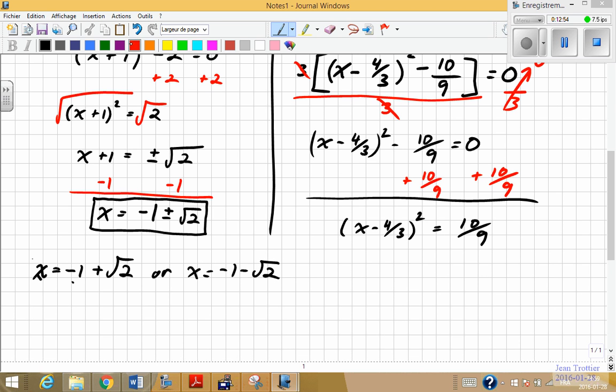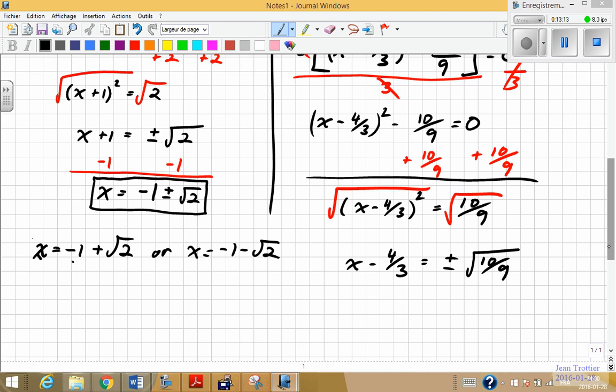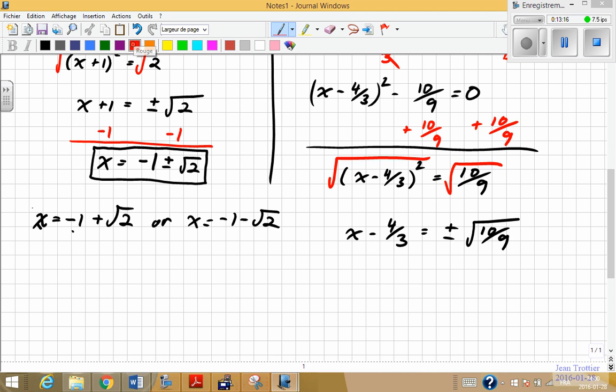So next step is to get rid of the power of 2. The opposite of that is the square root of each side. So we will be left on the left with just x minus 4/3. And on the right hand side we put plus or minus root of 10 over 9. And finally, plus 4/3 on each side, we're left with x equals 4/3 plus or minus root of 10 over 9.